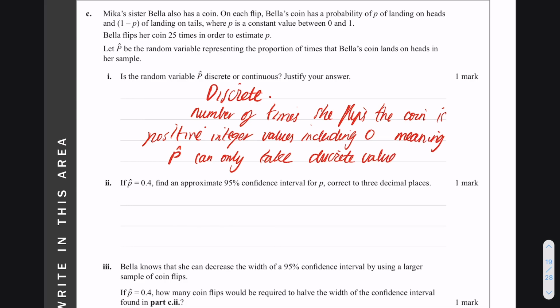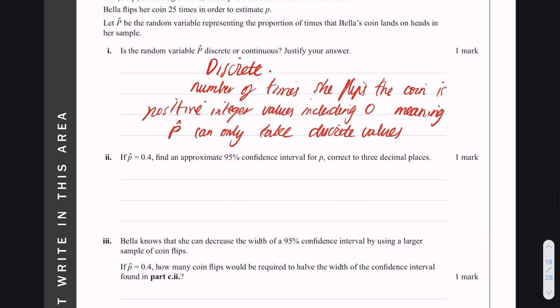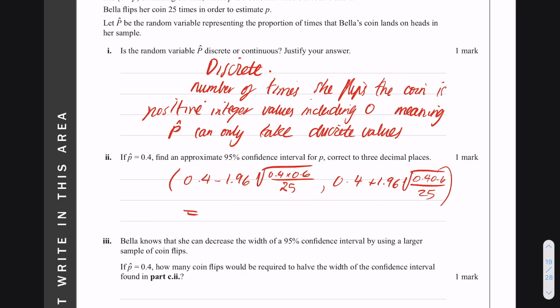If P hat is 0.4, find an approximate 95% confidence interval, correct to 3 decimal places. That's 0.4 minus 1.96 square root 0.4 times 0.6 over 25, and then the exact same with plus. And we'll see what the CAS gives us for that.